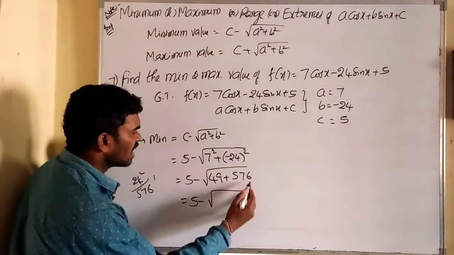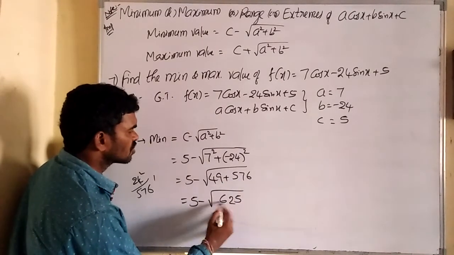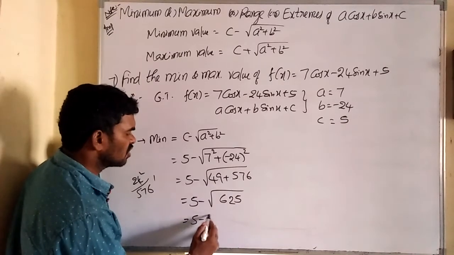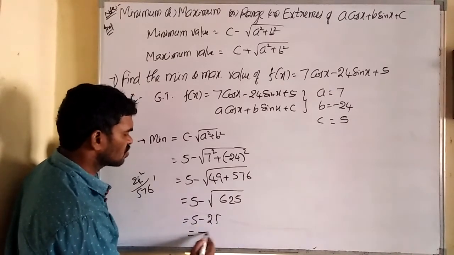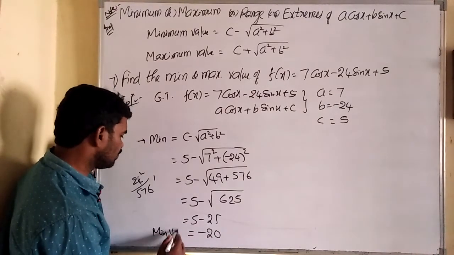5 minus root of, add these two: 4, 9 is 15, 6, 9 is 15, 8, 4, 2, 625. And 5 minus root 625 means that is 25. 5 minus 25 is minus 20. So this is the minimum value.